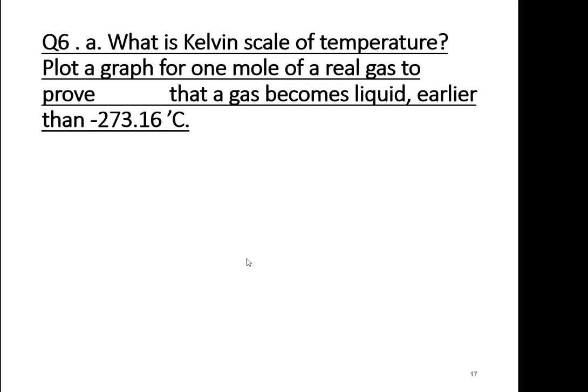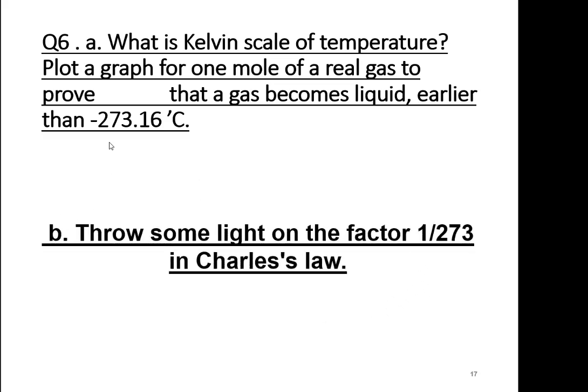Next is question number 6 of the exercise. The statement is: what is the Kelvin scale of temperature? Plot a graph for 1 mole of a real gas to prove that a gas becomes liquid earlier than minus 273.16 degrees centigrade. And its B part is: throw some light on the factor 1 over 273 in Charles's law.